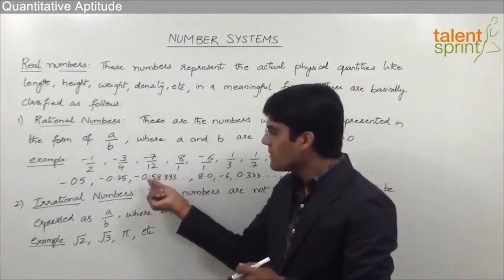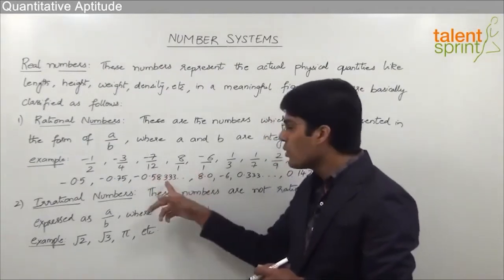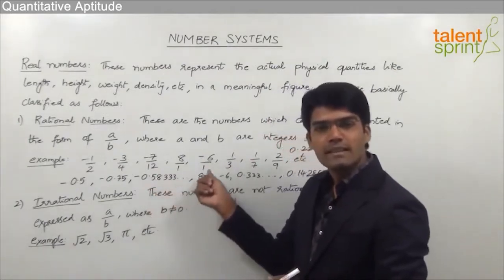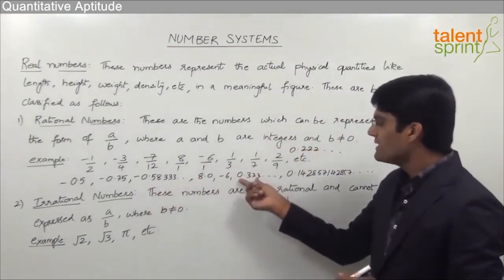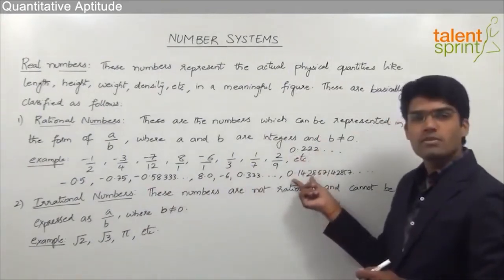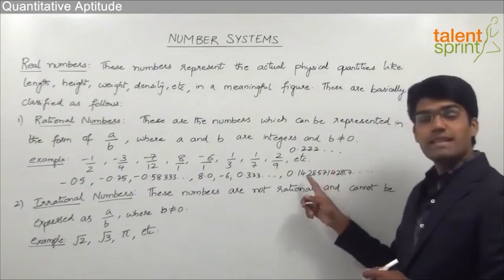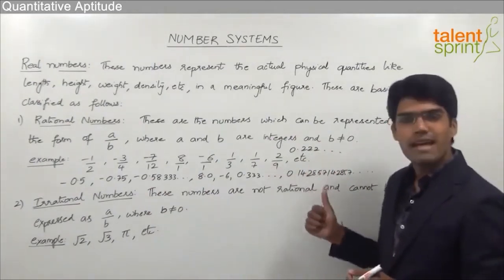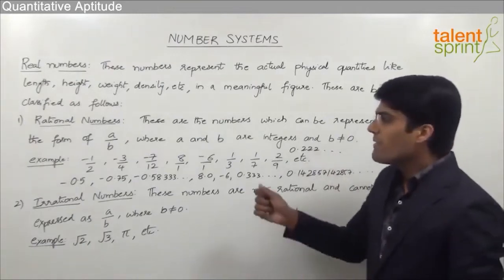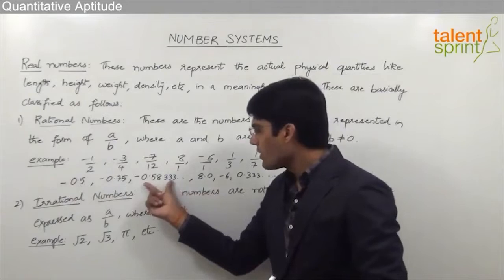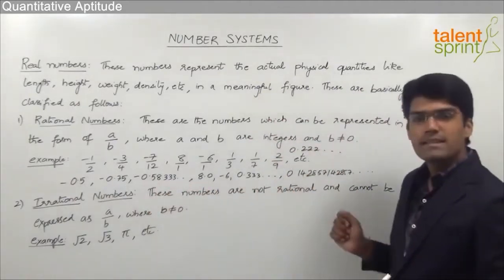That means after the decimal point, the number never ends. It goes up to infinity, as in the case of 0.58333 up to infinity, or 0.33, or 0.22, or like 1 by 7, 0.142857. So these numbers never end. They go up to infinity. So these are referred to as non-terminating numbers. So every rational number is either terminating, like in this case, or non-terminating, as we can see here.